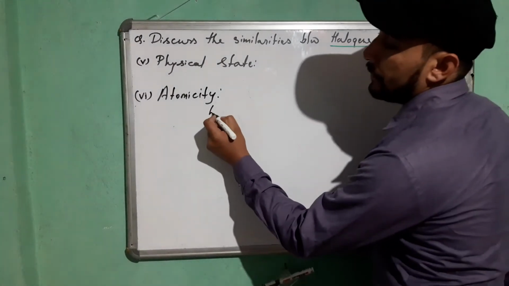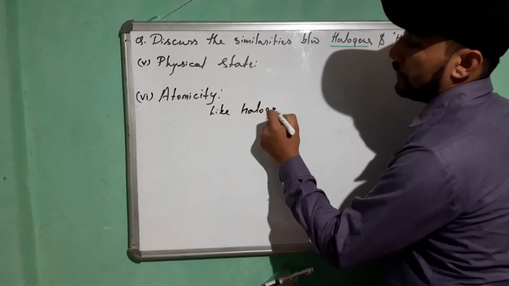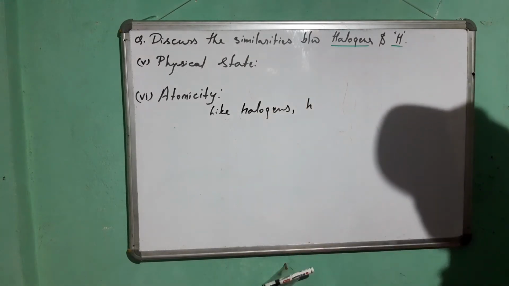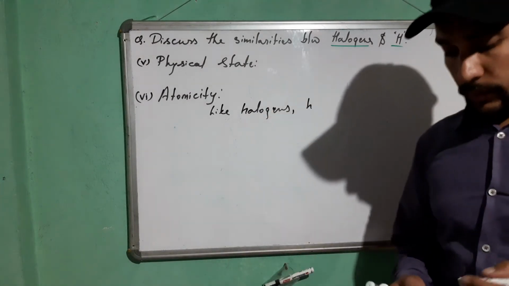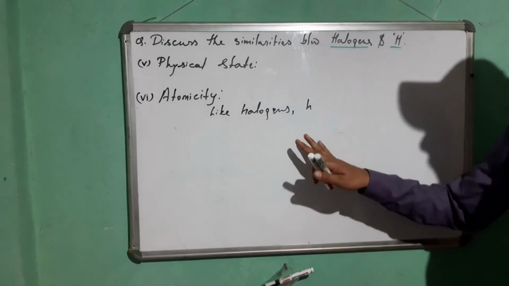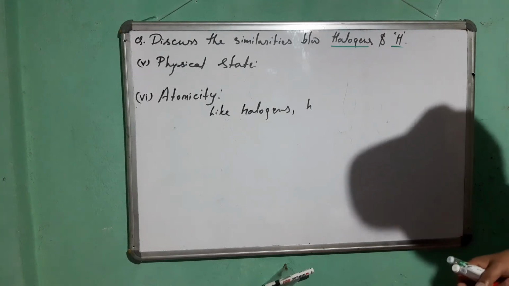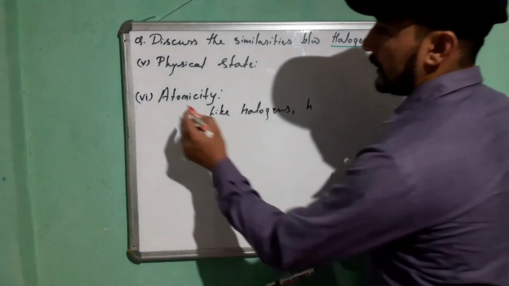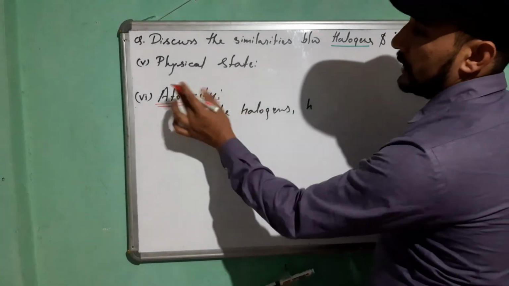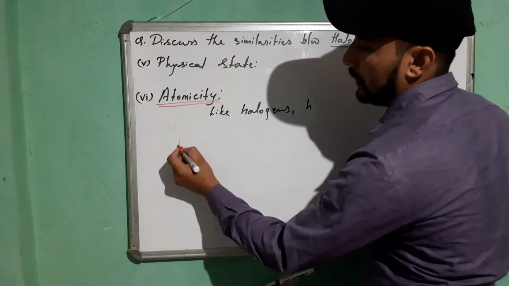Like halogens, hydrogen is also a diatomic molecule. Halogens are diatomic molecules and hydrogen is also a diatomic molecule. Atomicity means the number of atoms present in one molecule of a substance. So when you write hydrogen molecule, you'll write H2.